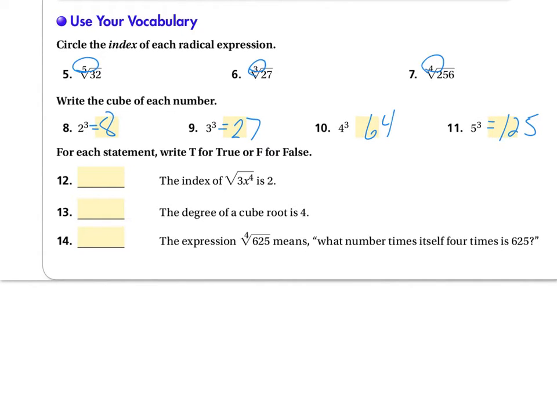So for each of the following statements, write T for true or F for false. The index of the square root of 3x to the fourth is 2. That is true. If nothing is stated here, we assume that to be 2. The degree of a cube root is 4. That is false. The degree of a cube root is 3. So this is false as it's written. The expression, the fourth root of 625, means what number times itself 4 times is 625. That is true.